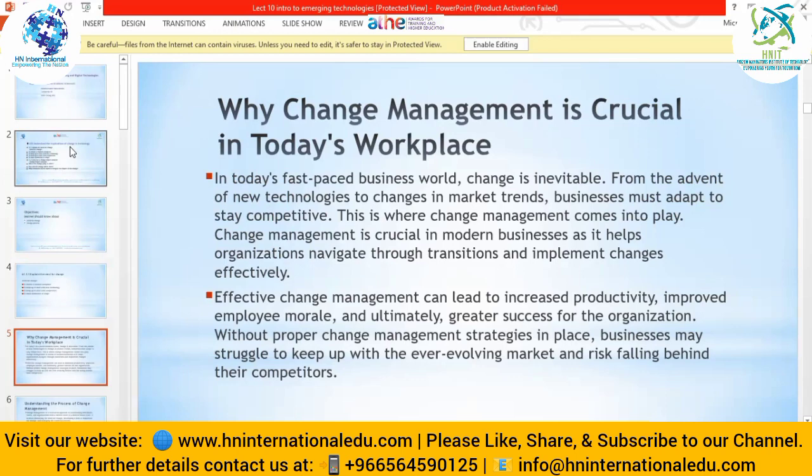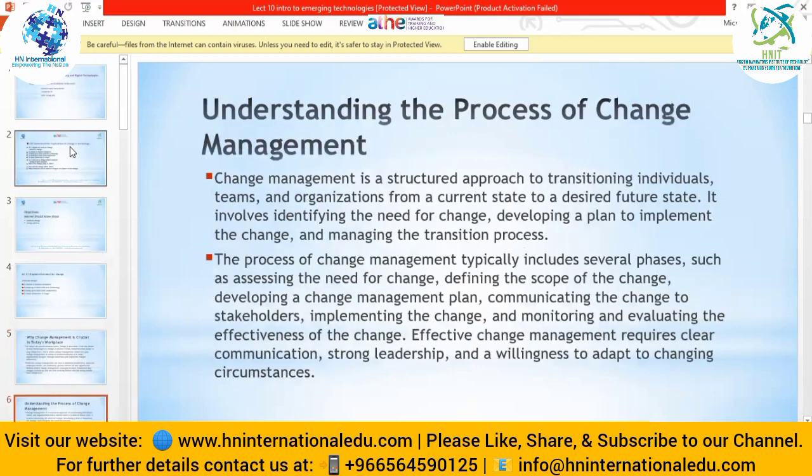But what is the most effective way? The most effective way was online selling. And through this, they can compete with their competitors also. Then next is understanding the process of change management. Now we have to understand the process of change management.